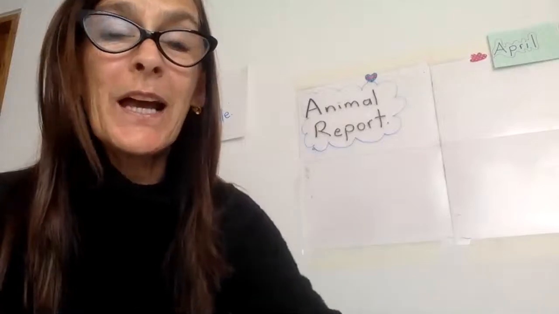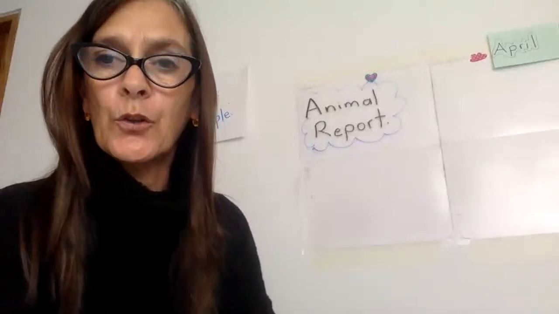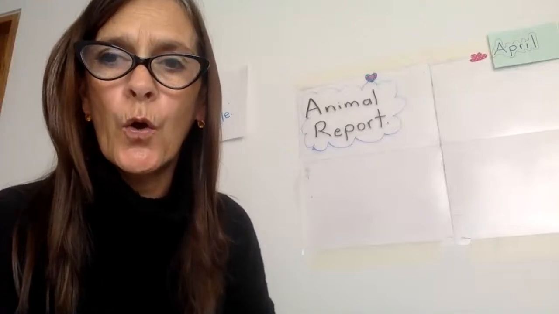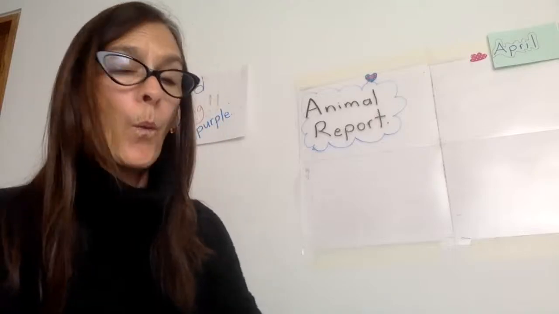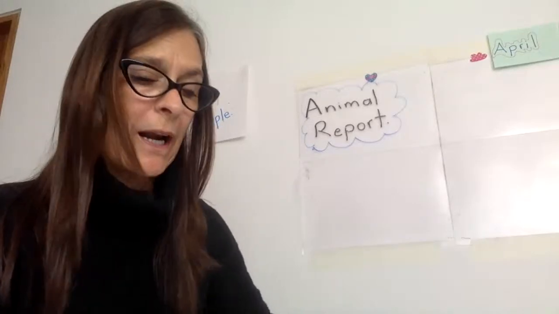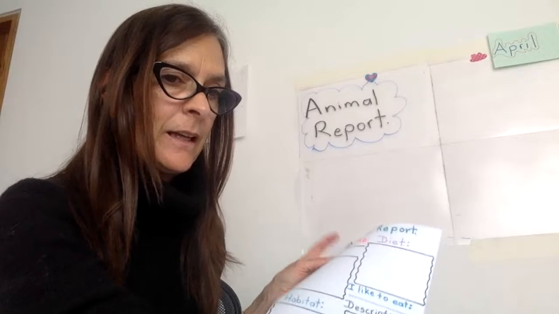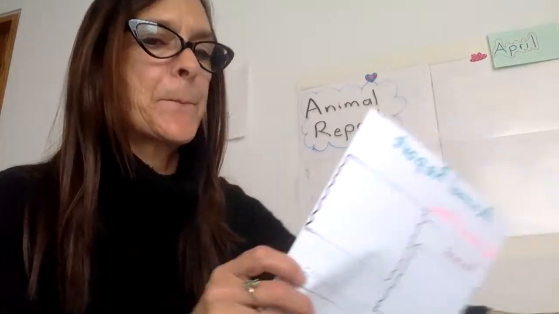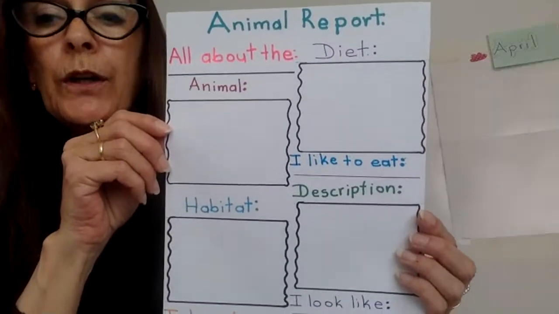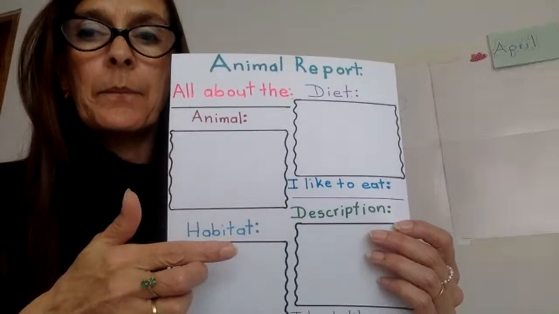So today we have a super activity. You need your notebook, your red pencil, your black pencil, and colors. Yes, because we are going to create an animal report. I'm going to show you what I did yesterday for all of you. And it's this paper. This is the animal report that we are going to do today. We are going to go step by step, step by step.